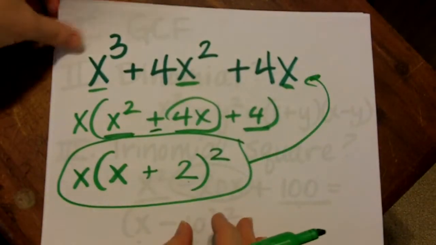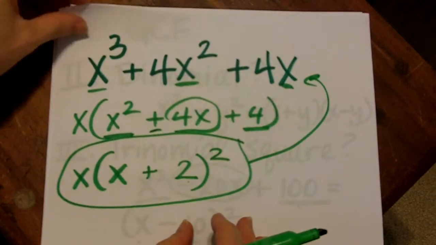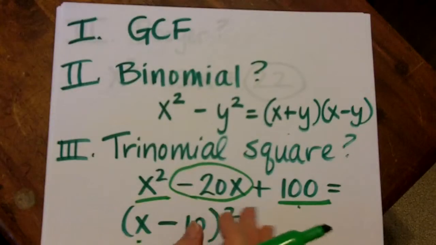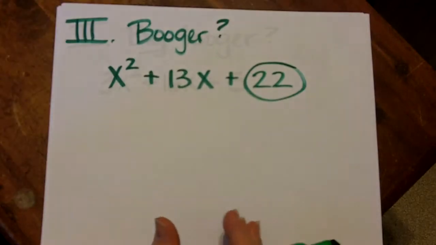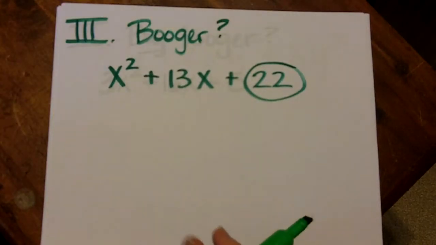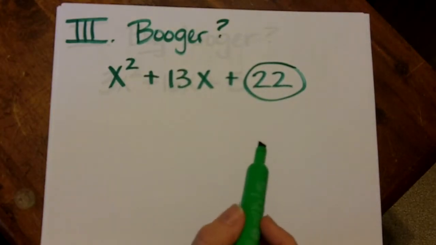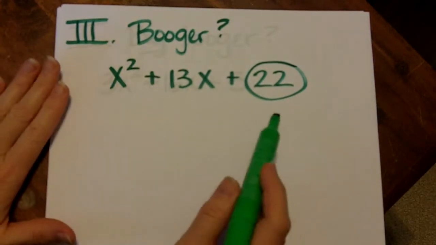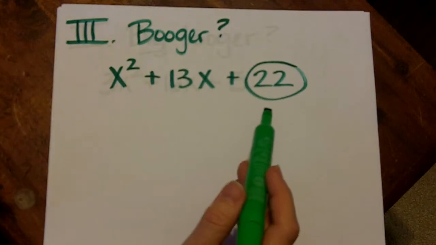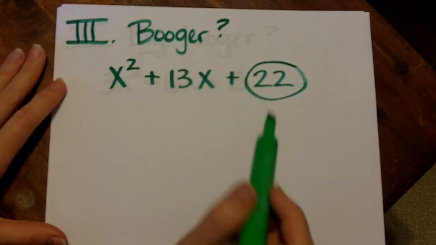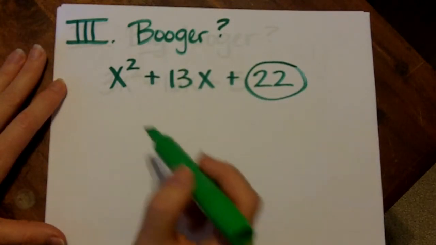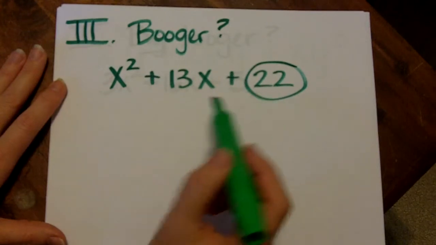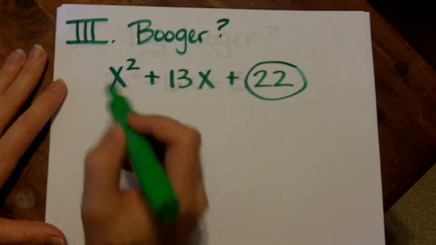Again, find the GCF, look to see if maybe it is a perfect trinomial square. And of course, after that, we have what we lovingly refer to as the booger problem. And these are problems that don't fit those other categories. And yes, you should still look for a GCF because it's quite possible you'll have one. But in this case, I kept it simple. Okay, this is a booger problem, and it's a relatively simple booger problem.